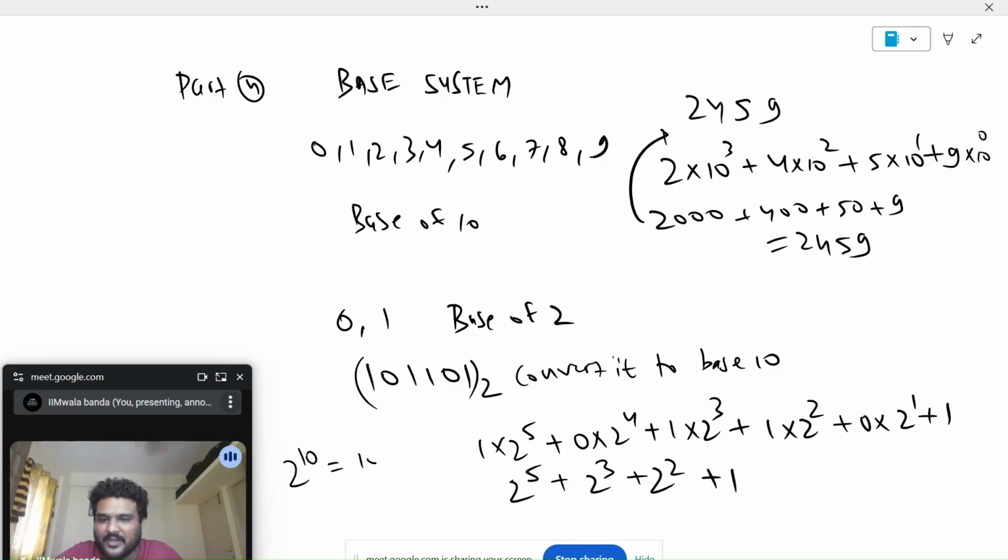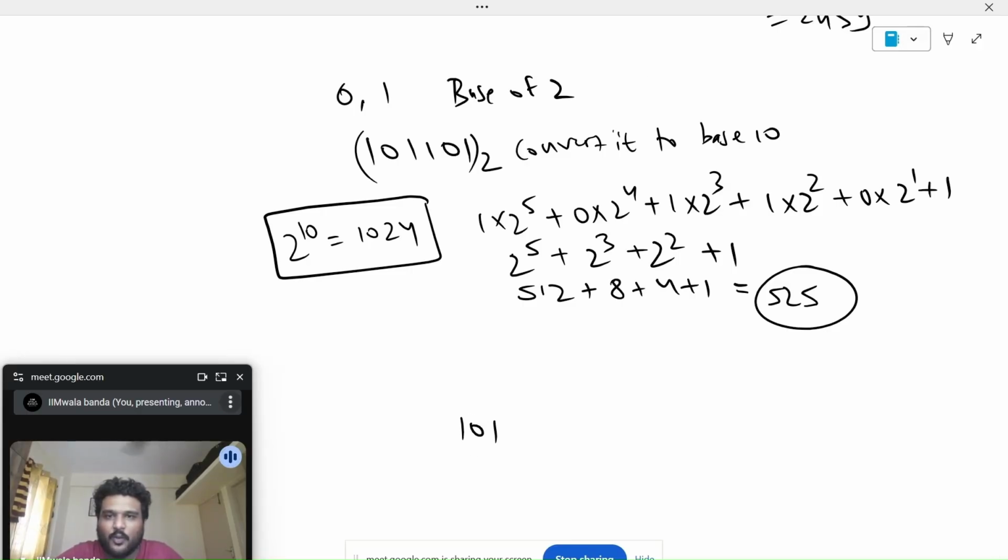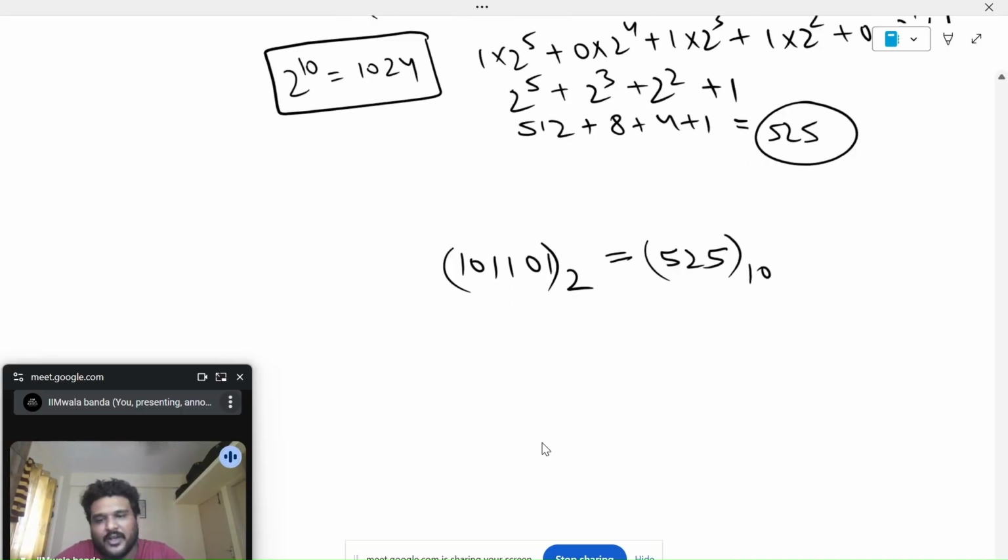Always remember 2 to the power 10 is 1024. This comes in very handy. And 2 to the power 9 will be half of this, which is 512. So 512 plus 8, 4 and 1 gives 525. So I can now say that 101101 in base 2 is the same as 525 in base 10. And this is the entire significance. So we started using other digits, but in the world of base 2, there were only 1 and 0.